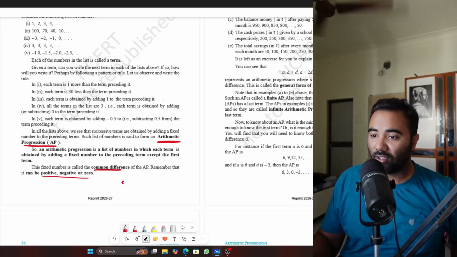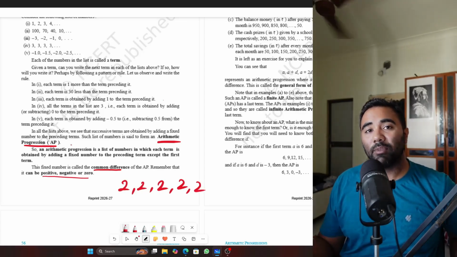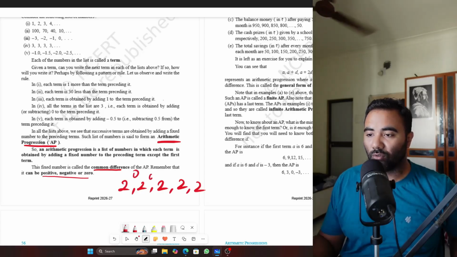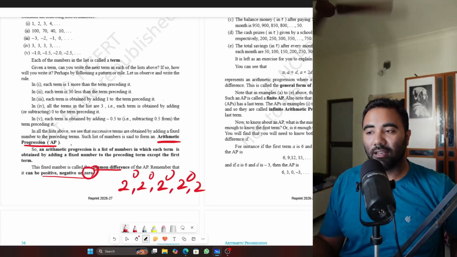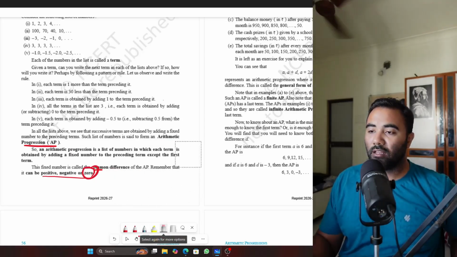For example, this series 2, 2, 2, 2, 2. Is this an AP or not? If you see, the common difference remains the same. 2 minus 2 is 0, 2 minus 2 is 0, 0, 0. So even if the common difference is 0, it still qualifies as an arithmetic progression. That's something that you must remember and keep in mind.